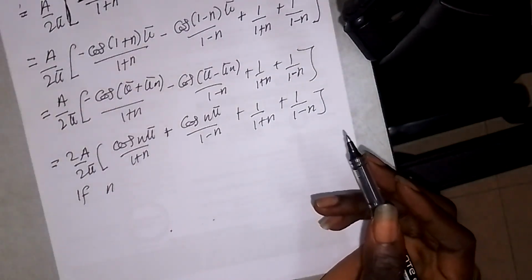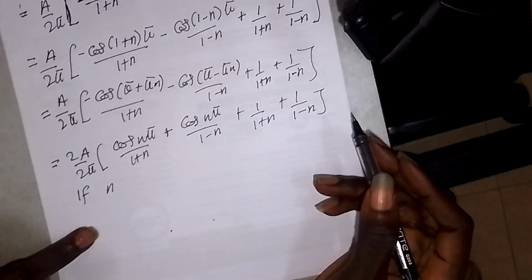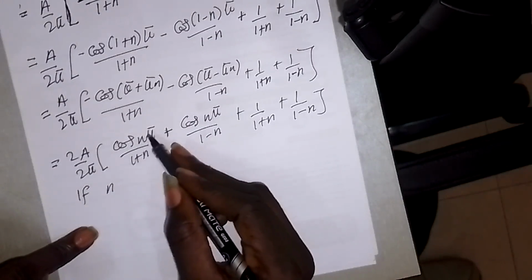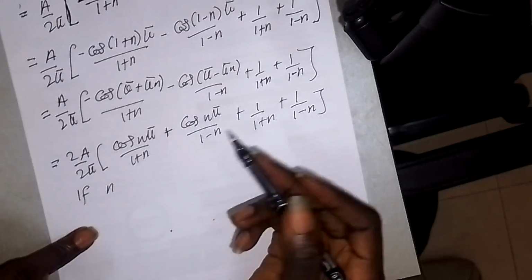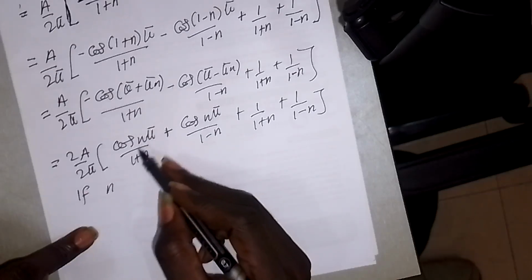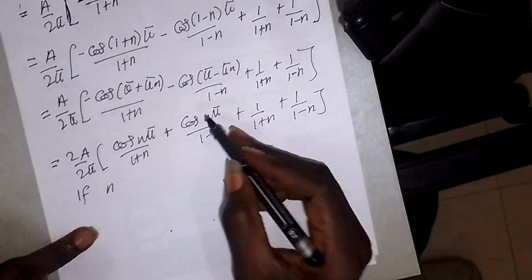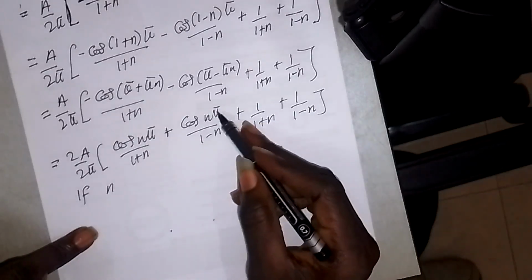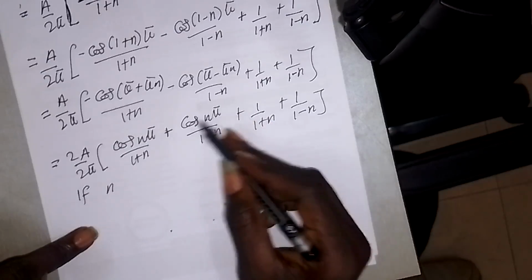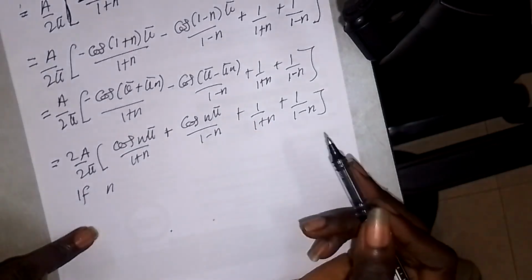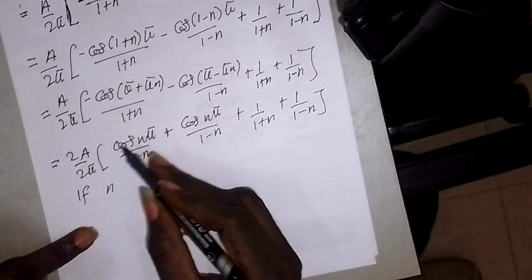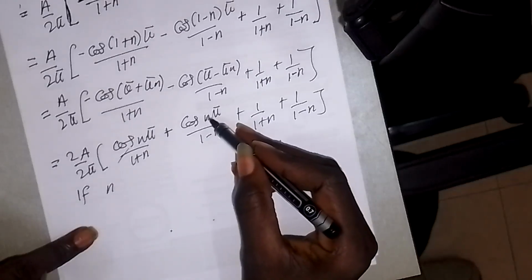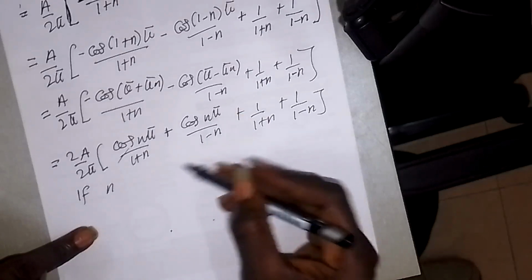So now, having known this, if you put 1 here, you have cos pi. Cos pi is minus 1. And then we will have minus 1 over 1 plus n. If we put 1 here, it will be cos pi, which is minus 1. So minus 1 over 1 plus n, this one will cancel this one. And here too, if you put 1 inside, you get minus 1 over 1 minus n. This one will cancel with this one.